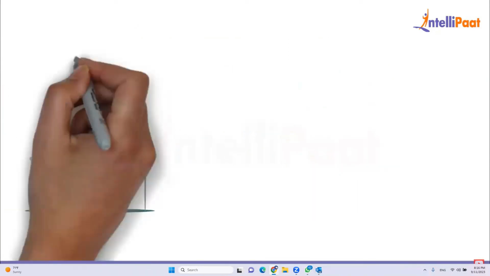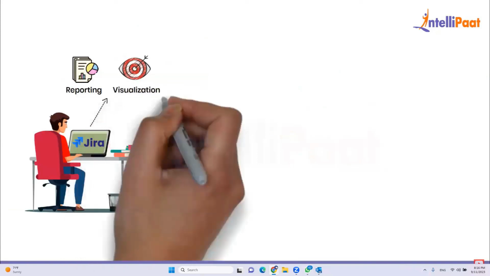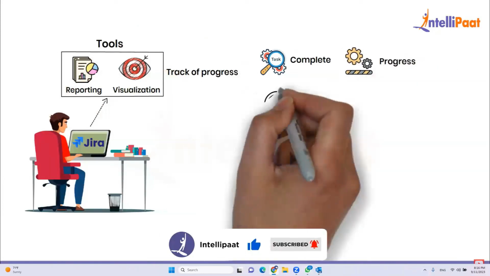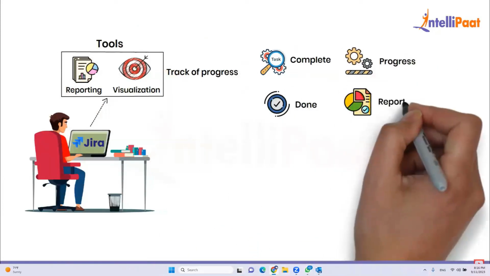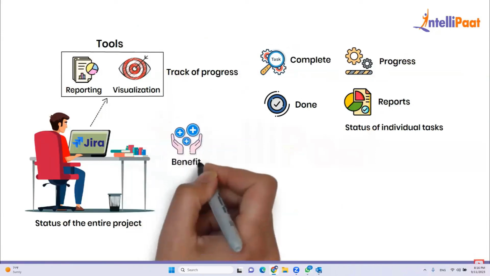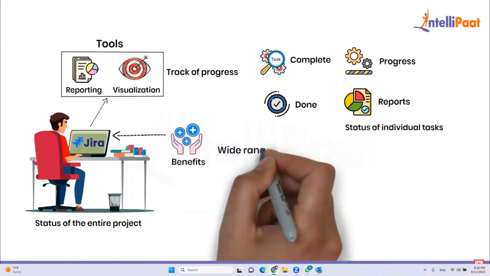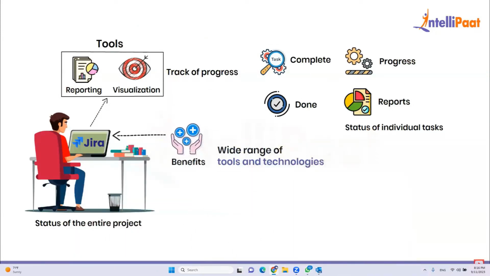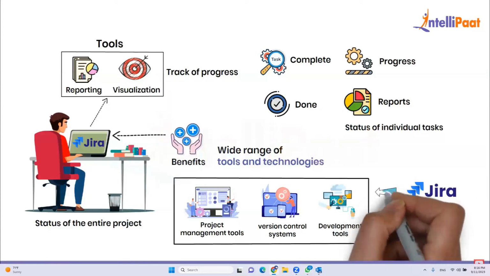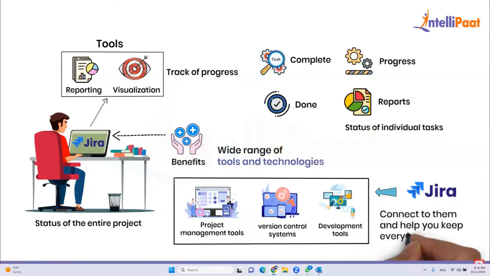Jira also includes a range of reporting and visualization tools that help you keep track of progress. You can see how many tasks are complete, how many are in progress, and how many are still to be done. You can also view reports that show the status of individual tasks as well as the status of the entire project. One of the biggest benefits of Jira is that it integrates with a wide range of tools and technologies. Whether you are working with other project management tools, version control systems, or development tools, Jira can help connect with them and help you keep everything in sync.